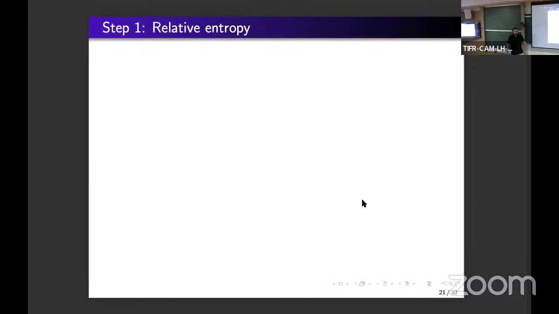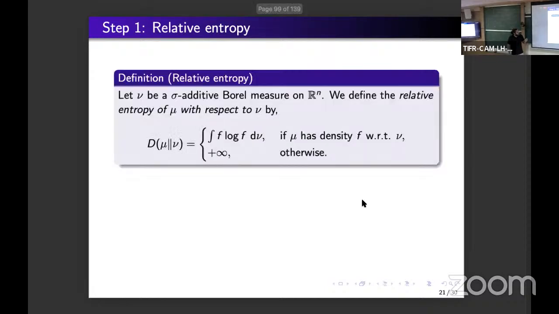So let us define the entropy that is needed. Here is the definition. Nu is a Borel measure on Rn. You can do this in basically any space. And you define the relative entropy of a measure mu with respect to nu by the same formula without a minus. So this is the integral of f log f if mu has density f with respect to nu, and you say that it is infinite otherwise. So this is the definition.